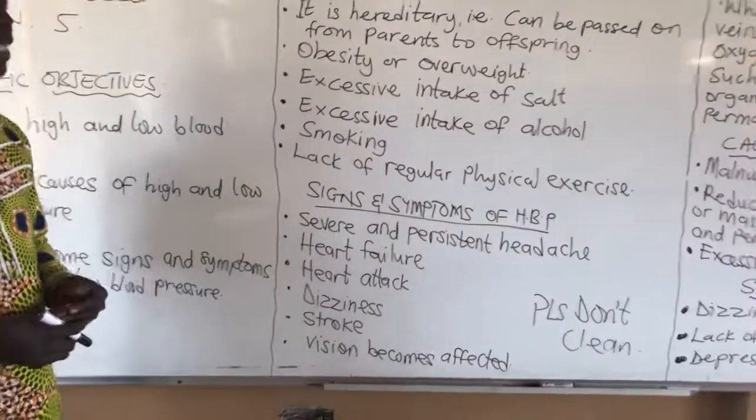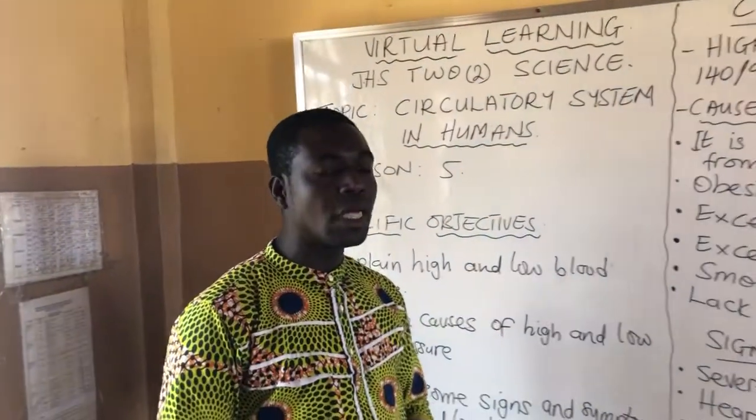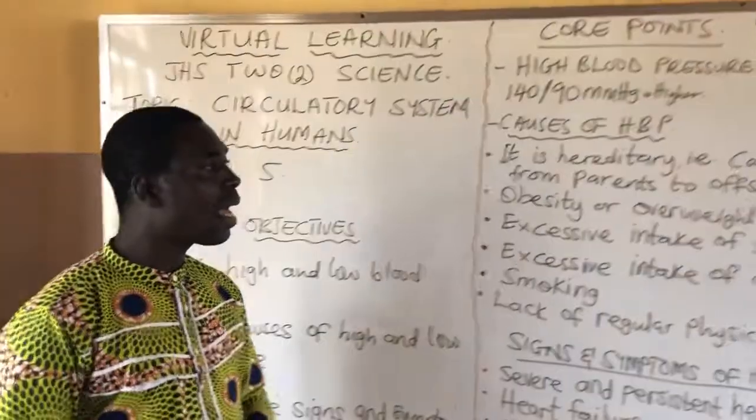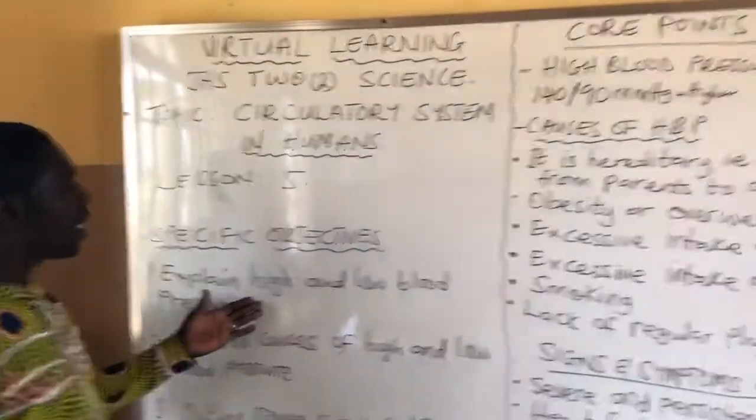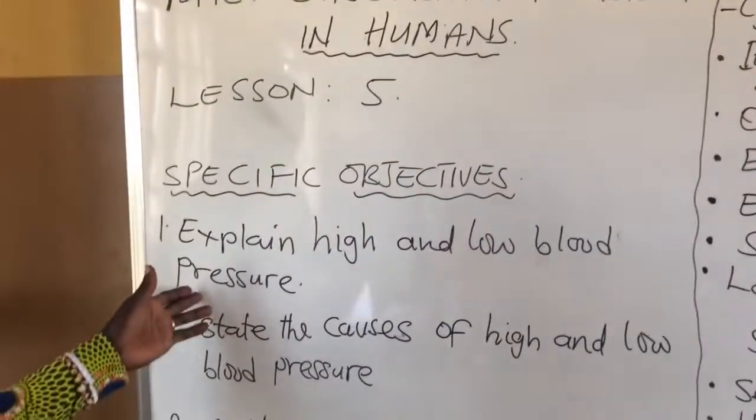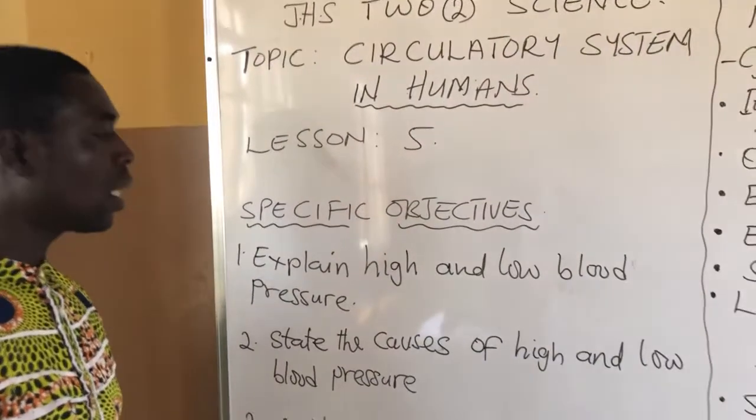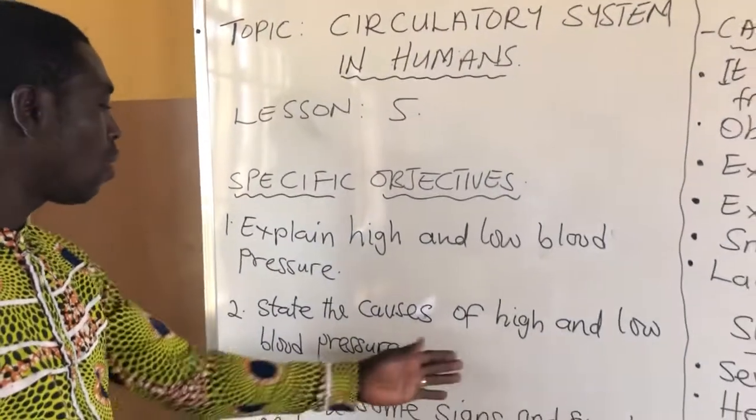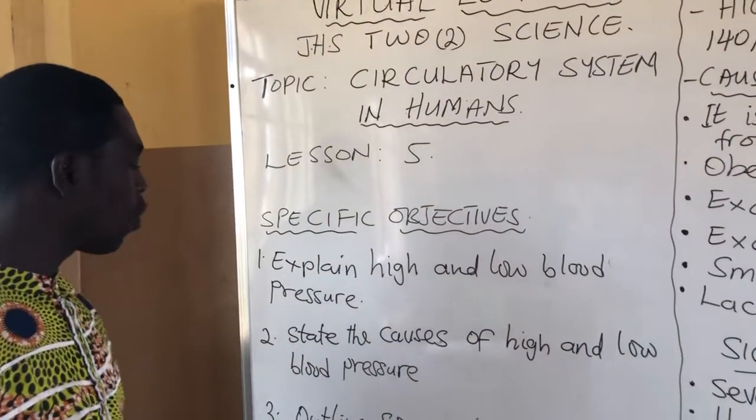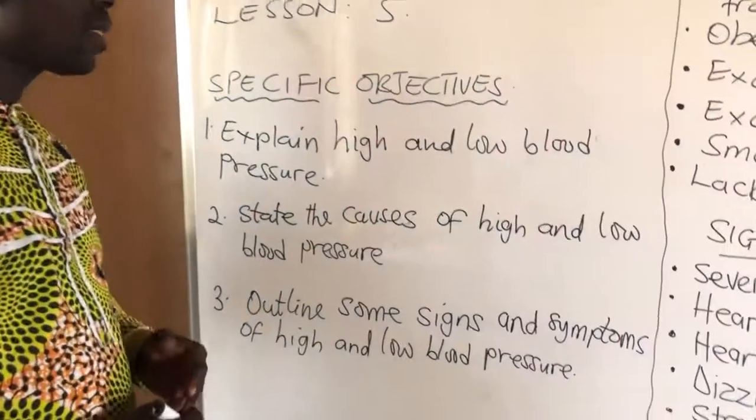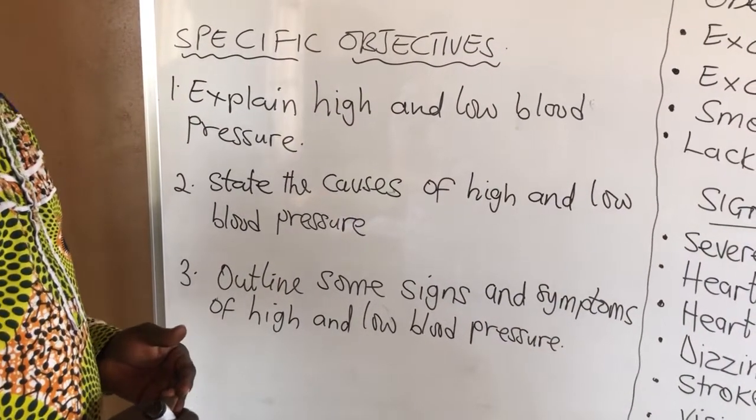And you know we are expecting something at the end of today's lesson. And therefore, I will continue to urge you to stay focused so that at the end of the lesson, you should be able to explain high and low blood pressure. And two, should be able to state the causes of high and low blood pressure. And last but not least, you should be able to outline some signs and symptoms of high and low blood pressure.